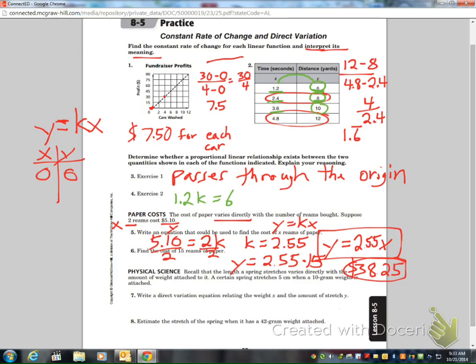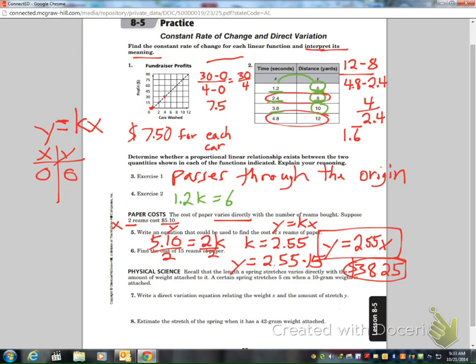Okay. So the next one, we're looking at a length of spring that stretches, which varies directly with the amount of weight attached to it. Spring problems are also a big favorite with like physics when you take that class, okay? Because springs do have a relationship between how much they stretch and how much weight's on them. You know, the more weight you put on it, the more it stretches, okay?